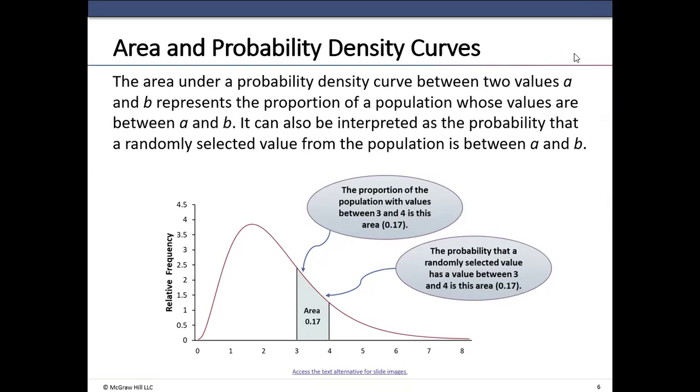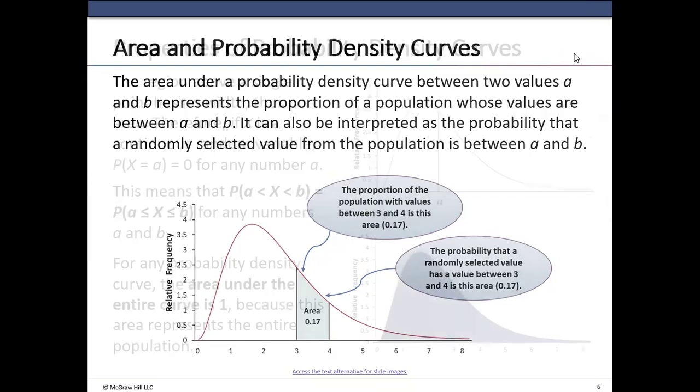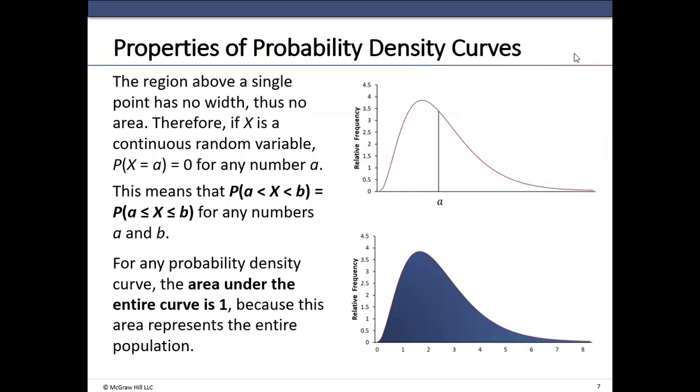You can also look at it as the probability that a randomly selected value is between 3 and 4, and that probability is 0.17. So there's a 17% chance, because 0.17 times 100 is 17%, that the random variable is between 3 and 4. The region above a single point has no width, thus no area. Therefore, x is a continuous random variable.